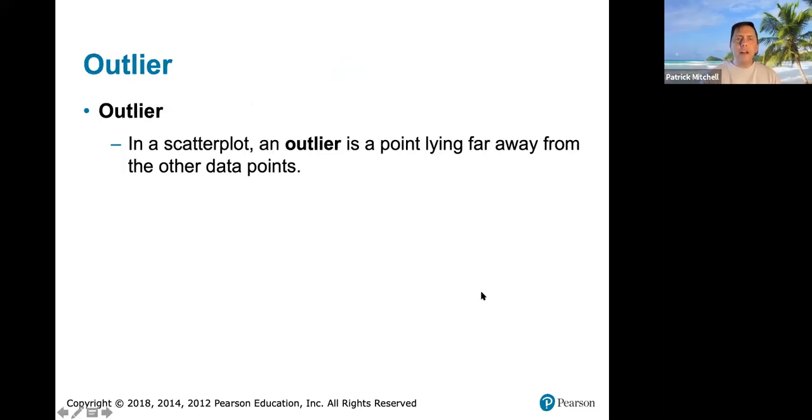And finally, just a reminder that in a scatter plot, an outlier is a point lying far away from the other data points. I think they brought this up to get ready for some other stuff that they were going to talk about later, and I decided it wasn't important to cover any of that, so I believe we are done with section 10.2. See you next time.